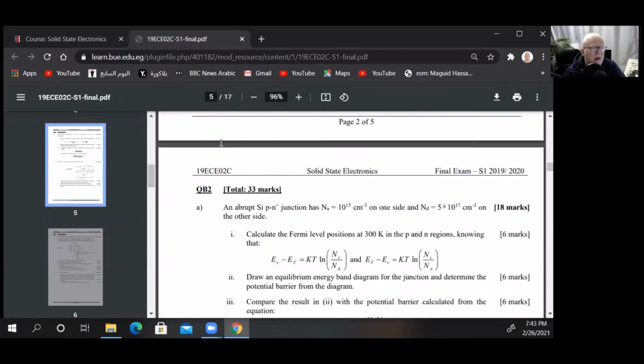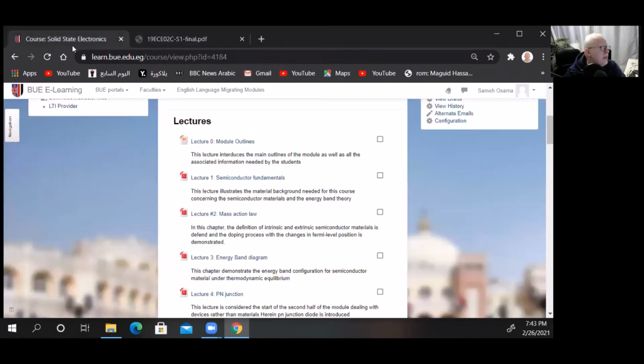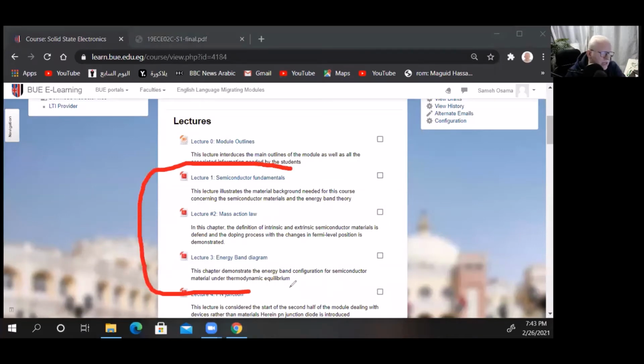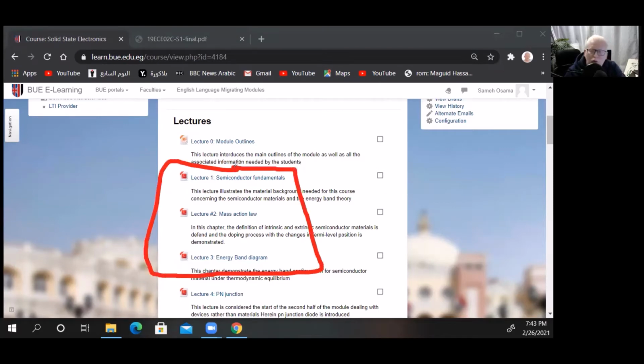So how will these questions be divided? Usually, I divide the course into three portions. The first portion is typically the one I just mentioned, the material portion. As you see, this includes the first three lectures in the module. So you will find one of the three optional questions on this part of the module. So this is the first part to be asked in the optional.